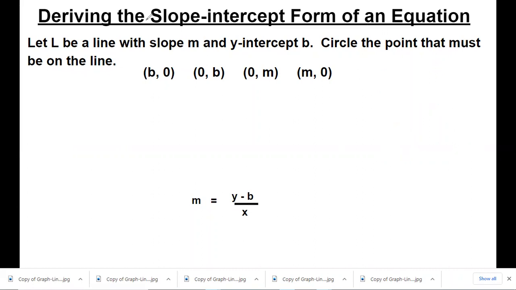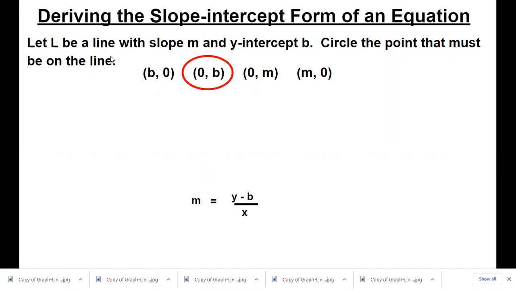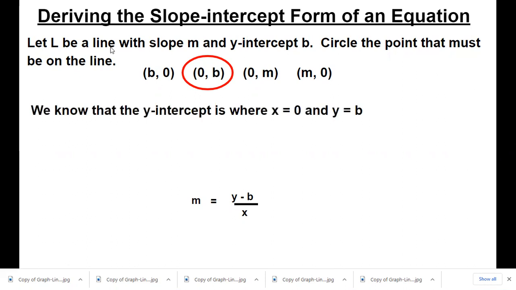So which point must be on the line? I hope you know which one of these. The y-intercept is always where x equals 0, right? And then y is equal to b. So that is the point on the line. Hopefully that'll circle it for us. Okay, let's keep going. We know that the y-intercept is where x equals 0 and y equals b, whatever b's value is.